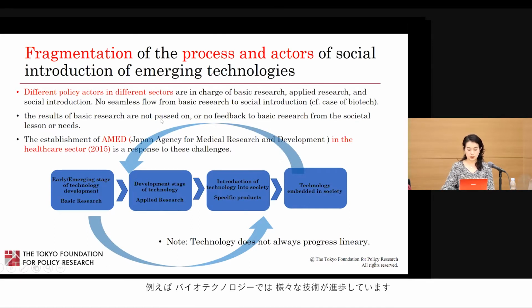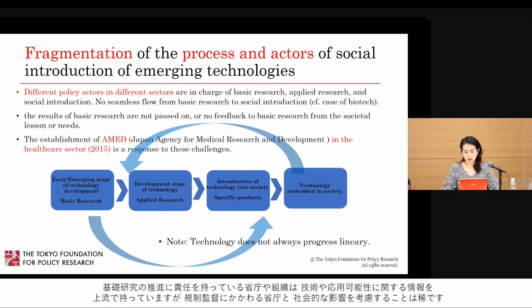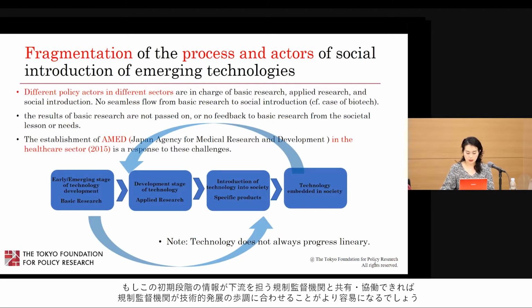For example, in the case of biotechnology, there are many technologies developed, namely genome editing and synthetic biology, as already mentioned by Oye sensei. And those new technologies sometimes pose challenges for existing regulation and safety assessment, and many countries are struggling with these issues. The ministries and agencies in charge of promoting basic research have knowledge of the technology and possible applications at the early stage, but they rarely consider social impact with ministries in charge of regulatory oversight. If this information at the earlier stage is shared and worked on together with the regulatory oversight body at the later stage, then it will be easier for the regulatory oversight body to keep pace with technological development.